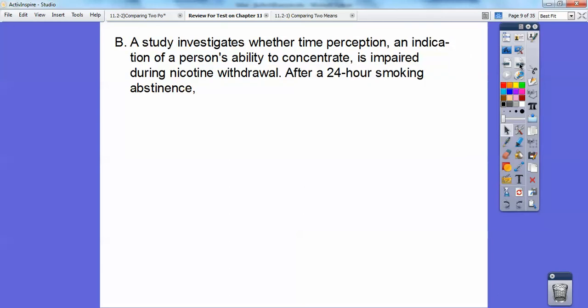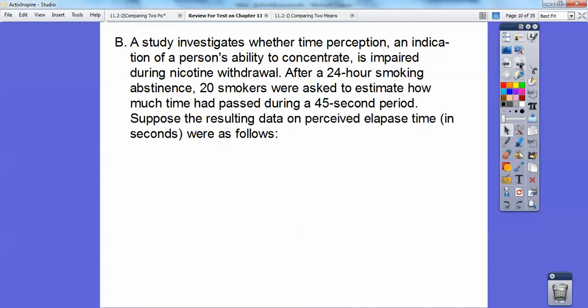A study investigates whether time perception, an indication of a person's ability to concentrate, is impaired during nicotine withdrawal after a 24-hour smoking abstinence. Now, if you don't smoke, please stay not smoking, you guys. I hear that it is more addicting than heroin. So stay away from cigarettes, you guys. It's just a money drain away from your health and from you.